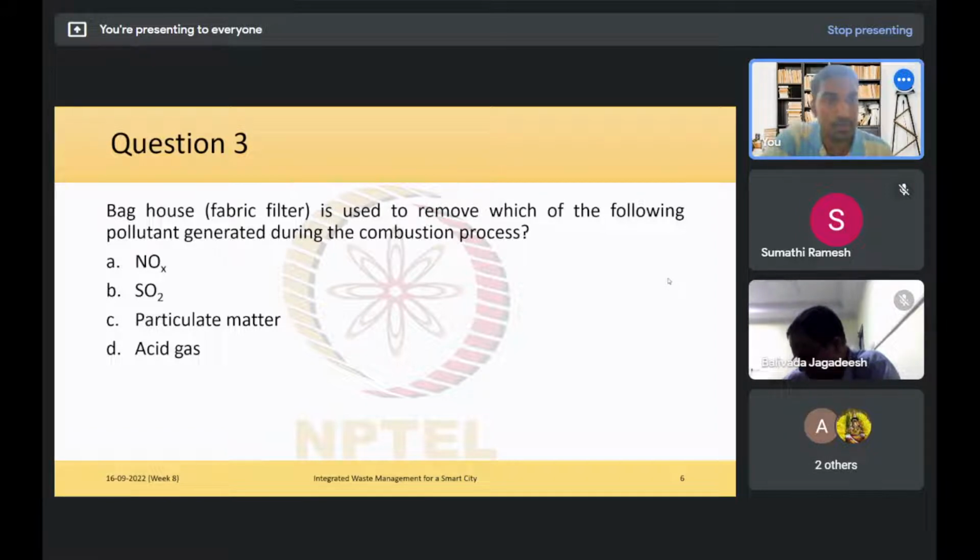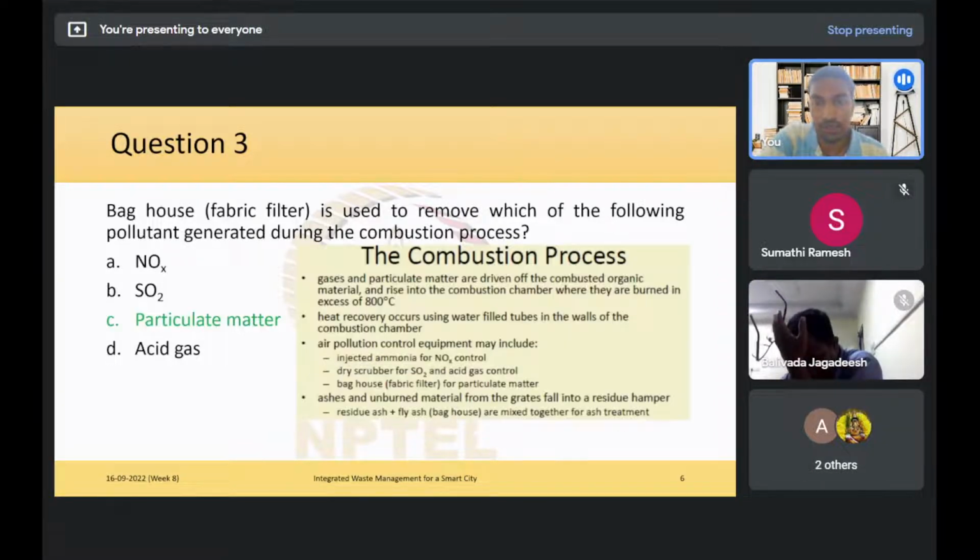Okay. A couple of people say it is option C, particulate matter. Do we have any other answers? Okay, so we'll look at the answer. It is option C, particulate matter is the correct one.